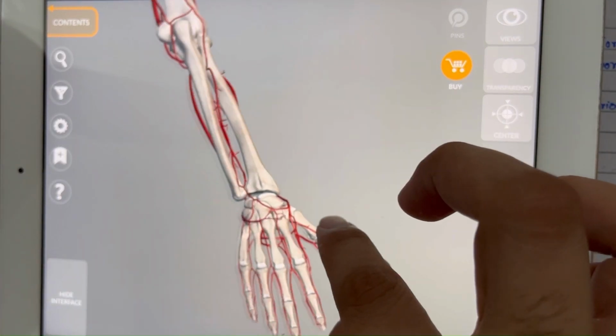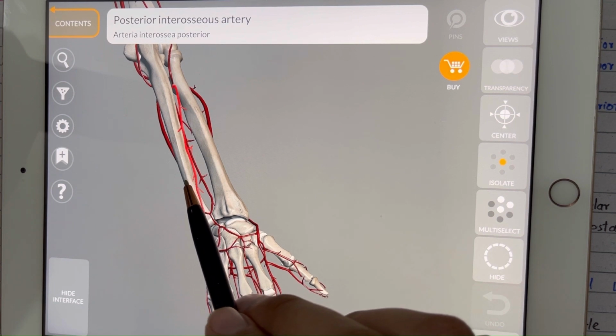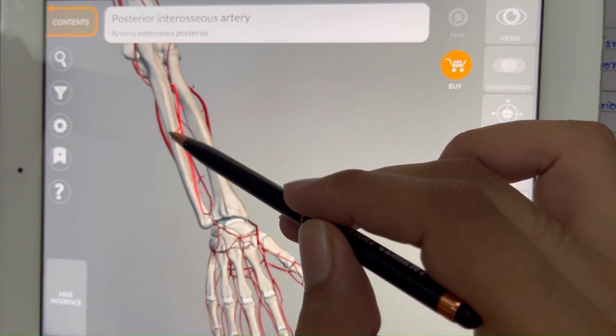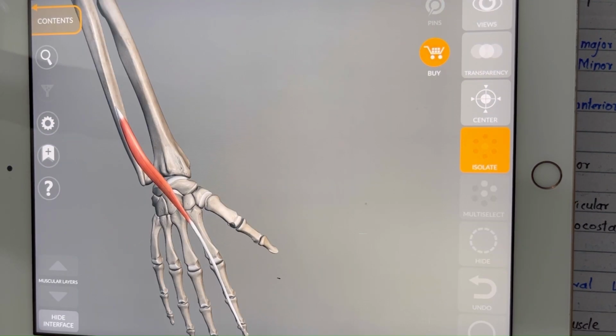Now student, moving toward the blood supply. So this muscle is supplied by the posterior interosseous artery. This highlighted artery is the posterior interosseous artery. Student, the nerve supply is the same as other muscles, which is the deep branch of the radial nerve. Now student, moving toward the action of the extensor indicis muscle. So this muscle plays an important role in the extension of the index finger at the metacarpophalangeal joint.